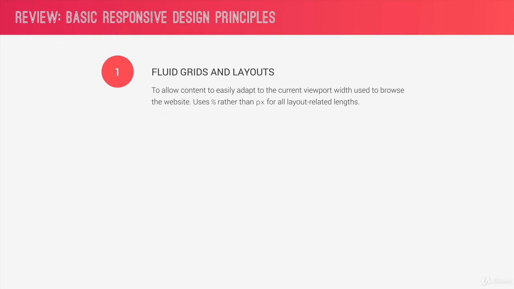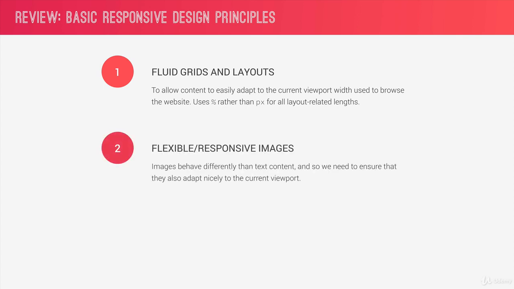So the first, let's say, ingredient for responsive design is to use fluid grids and layouts. And what this means is that we use percentages rather than pixels for all layout related length, and especially width. We do this, of course, in order to allow the content to easily adapt to the current viewport that the user is using to browse the website.